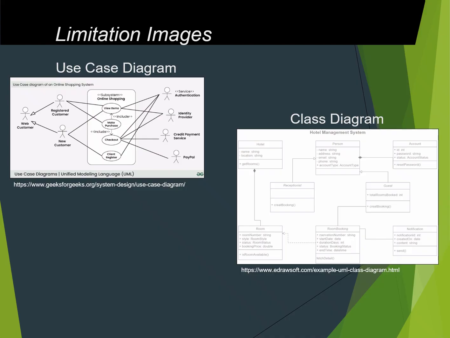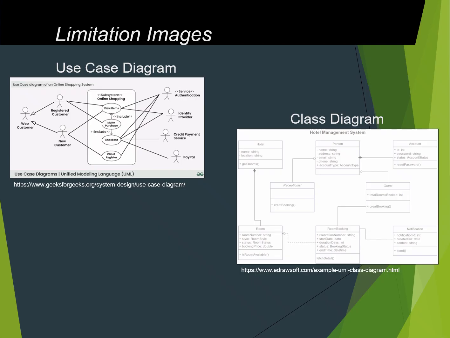On this slide, we are showing 2 different UML diagrams to showcase the limitations that come with each modeling style. On the left is a use case diagram, and on the right is a class diagram. Starting with the use case diagram, its strength is that it gives us a clear picture of how different actors interact with our system.